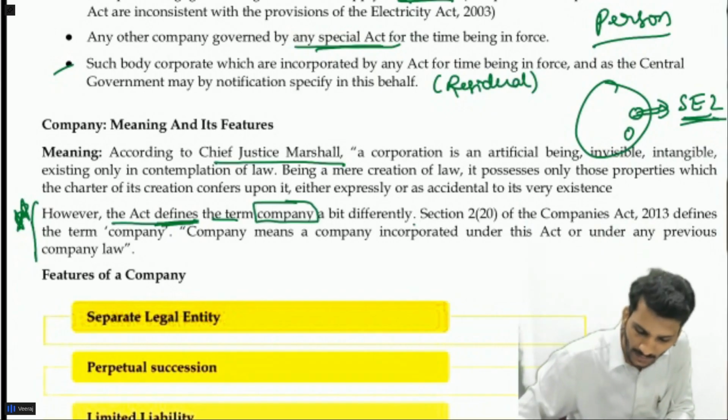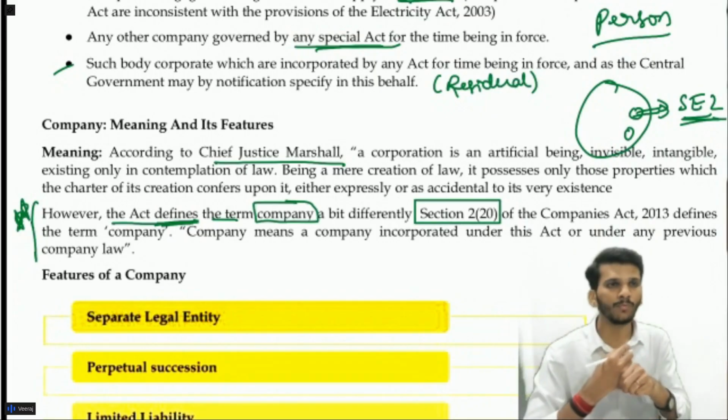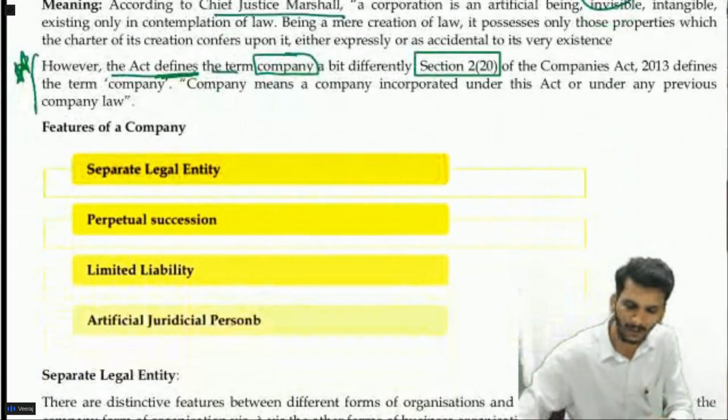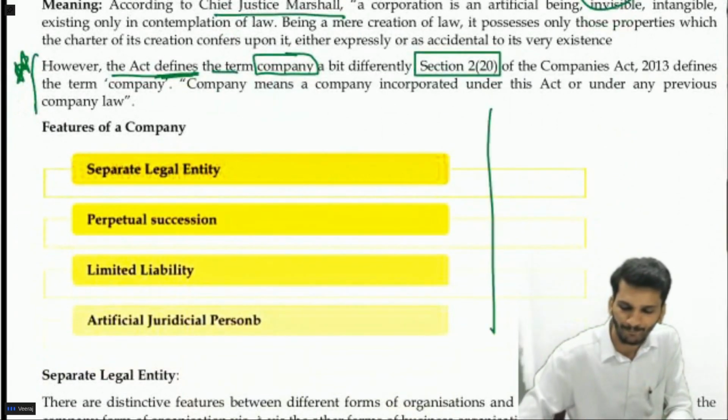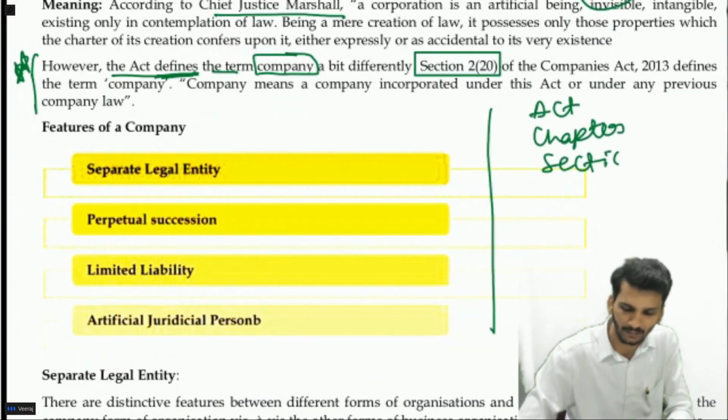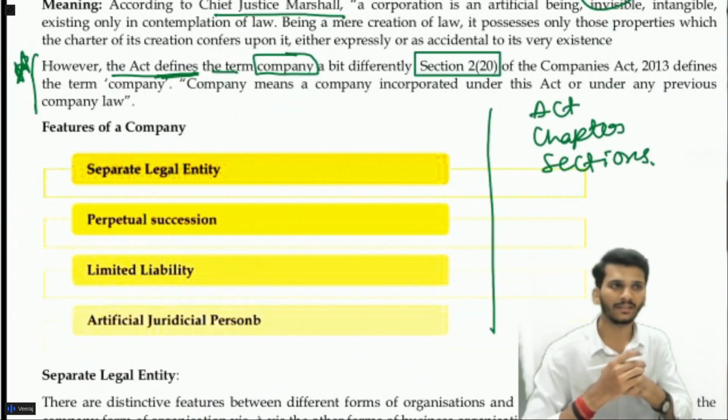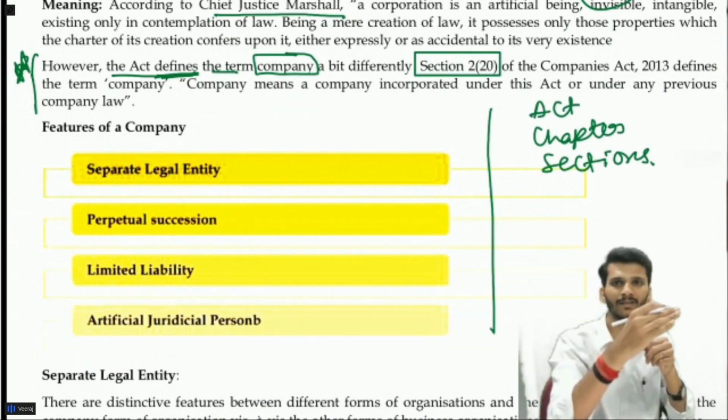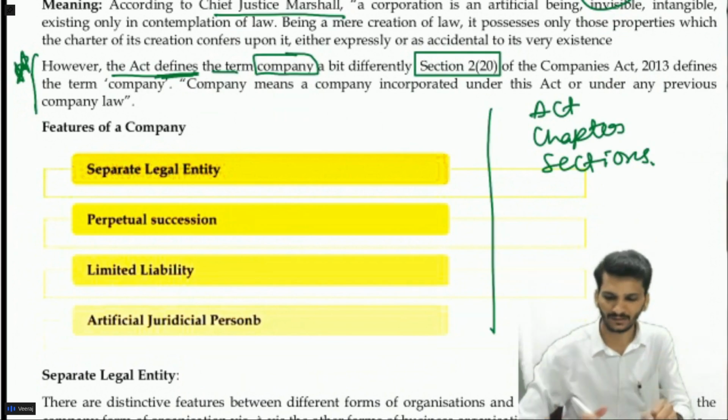As per section 2 bracket 20. Sir, why are you using the words 2 bracket 20? Why are you not using a specific word? There are so many things. If you want, you can note it down somewhere. There is act, there is chapter, there are sections. This is what we discussed. The act has been divided into 29 chapters. Again, that is divided into sections, 470 sections.